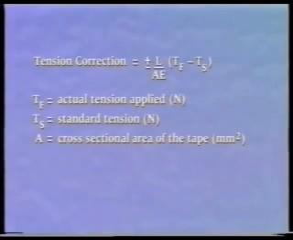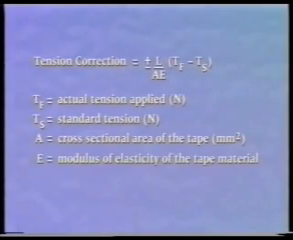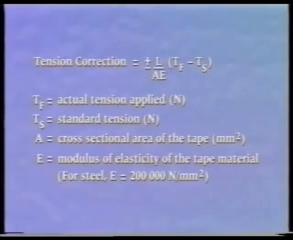For a line measured as L, this is given by L multiplied by TF minus TS divided by AE, where TF is the actual tension applied to the tape, TS is the tension at which the tape was calibrated, A is the cross-sectional area of the tape, and E is the modulus of elasticity of the tape material, a typical value for steel being 200,000 newtons per square millimeter. The tension correction can be positive or negative depending on the values of TF and TS.